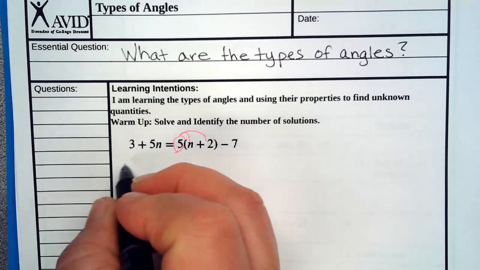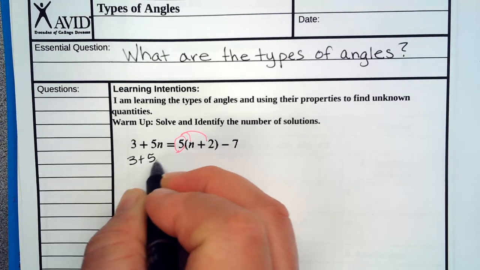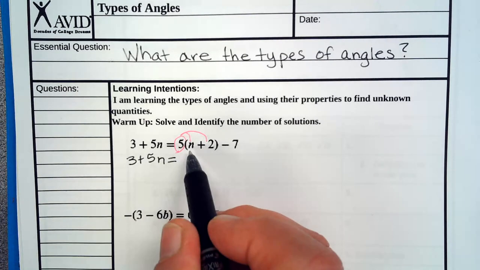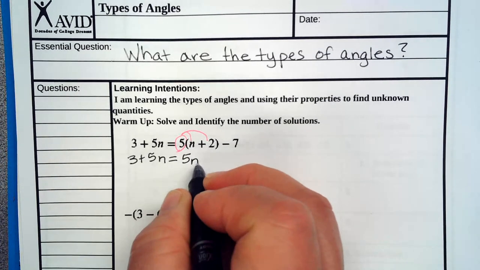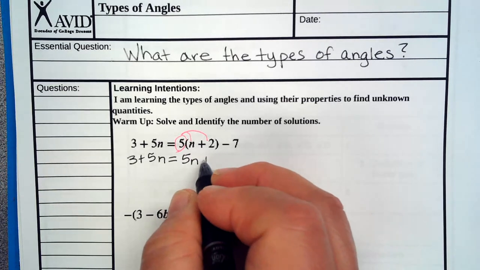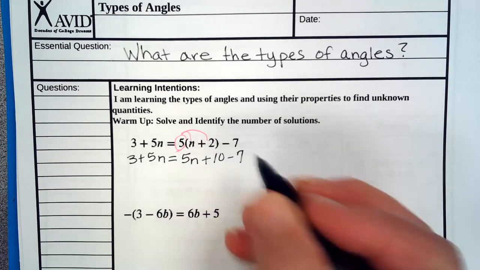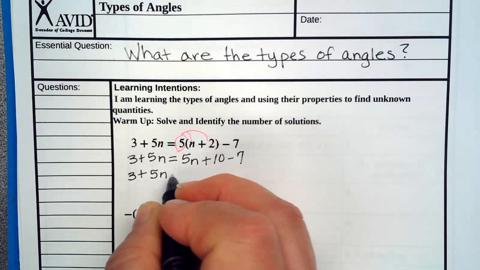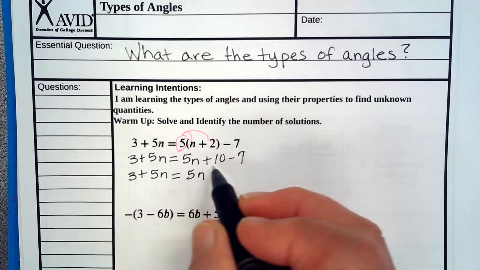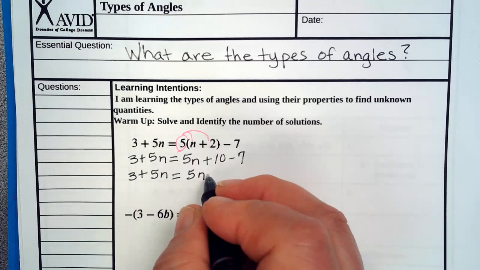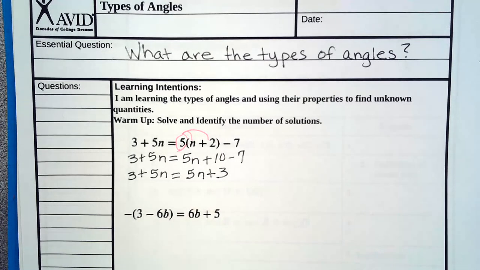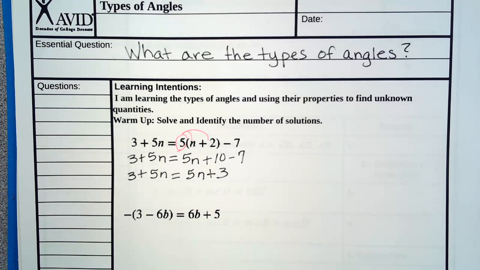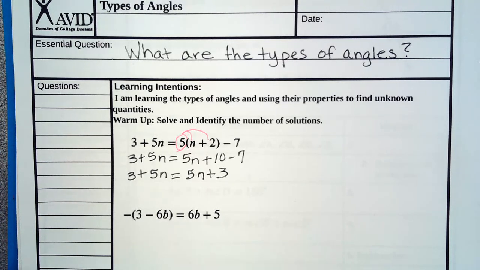This side won't change. 3 plus 5n equals 5 times n is 5n. 5 times 2 is 10, so plus 10 minus 7. 3 plus 5n is equal to 5n. Now we simplify here. 10 minus 7 is 3, plus 3. What do you notice? At this point, if we subtract 5n from both sides, we're left with 3 equals 3.